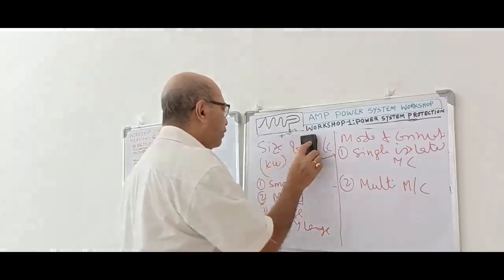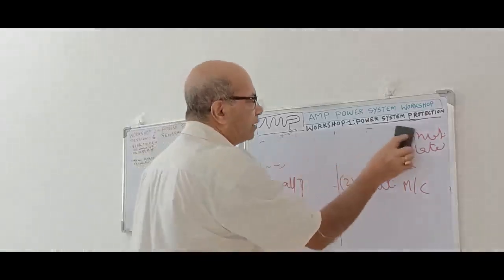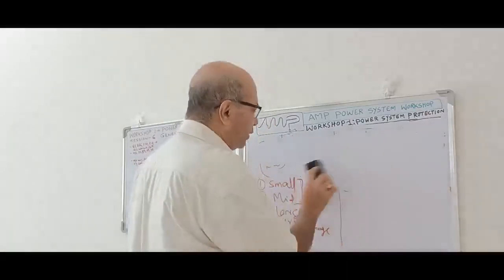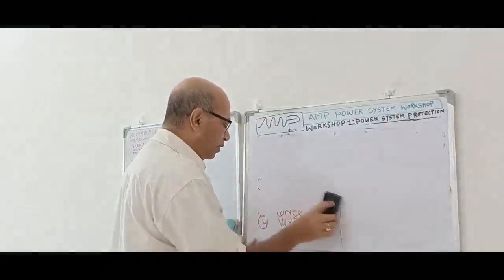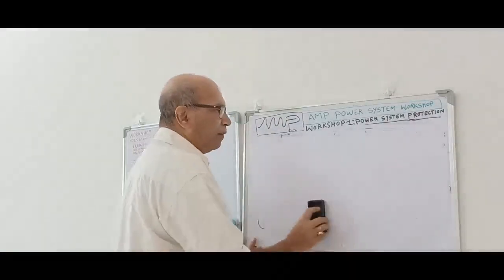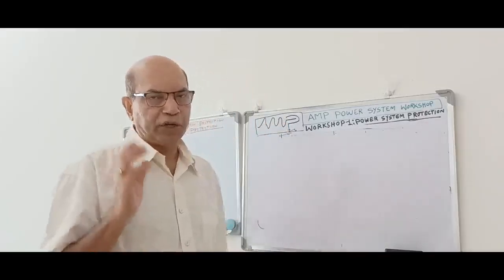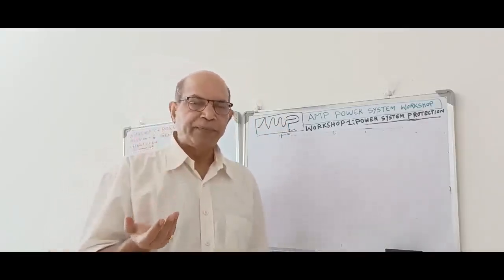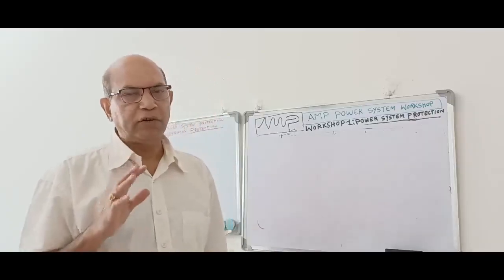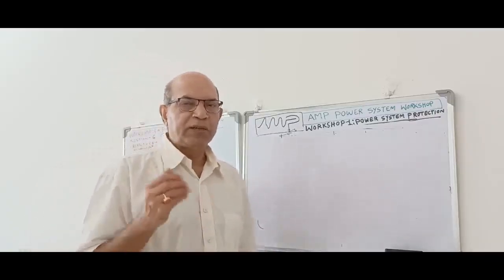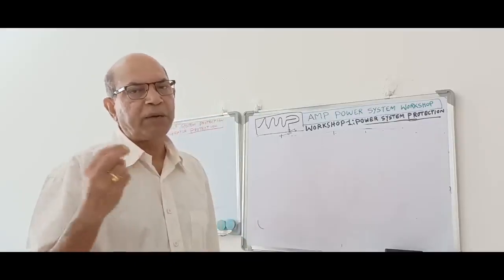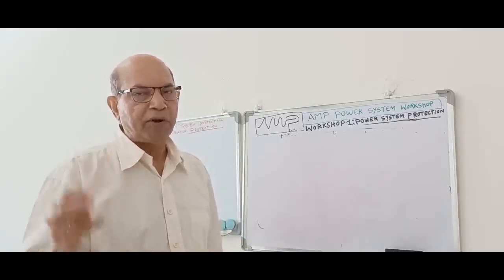In the case of a single isolated machine, if the machine size is less than 750 kilowatt, then for that type of small machine we will apply only 2 protections. One is phase fault protection, another is earth fault protection. That is the normal practice for a small machine, say up to 750 kilowatt, if it is not a very important application.